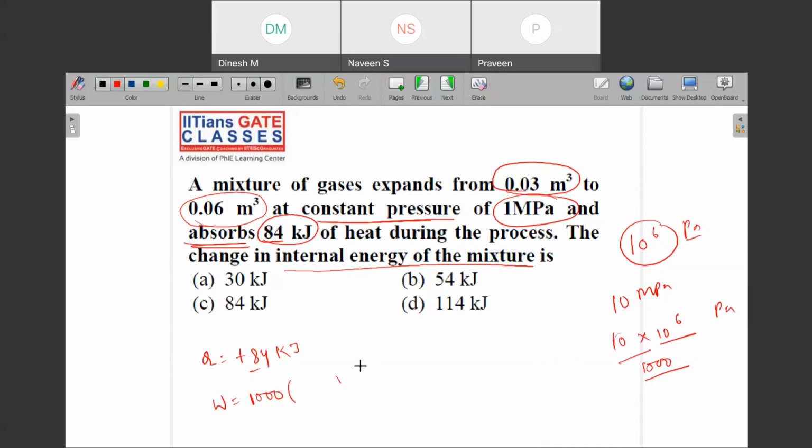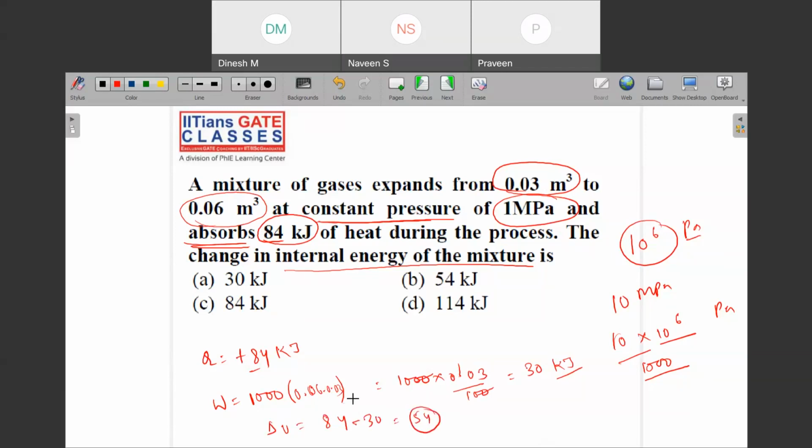And what is dV from 0.03 to 0.06? V2 minus V1 we used to write. So 0.06 minus 0.03. So this is 1000 into 0.03. So this is 30 what? Kilojoule. Then you will be able to reach the correct option. Then you can see here that delta U will be 84 minus 30, that is 54.